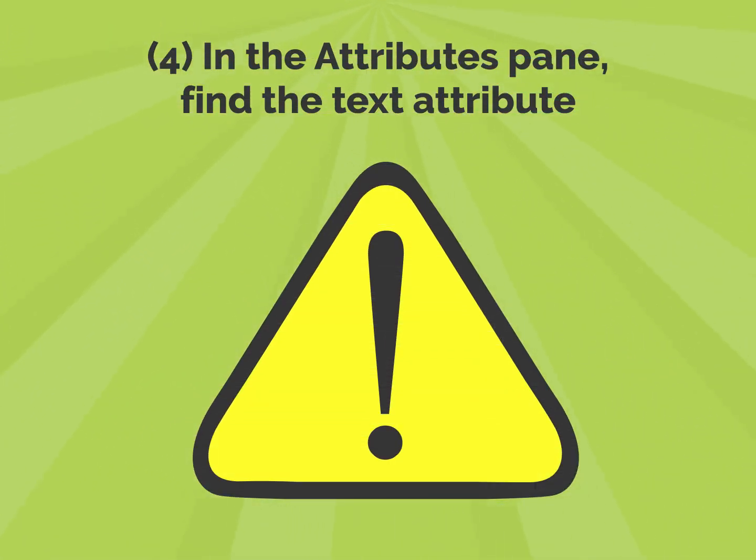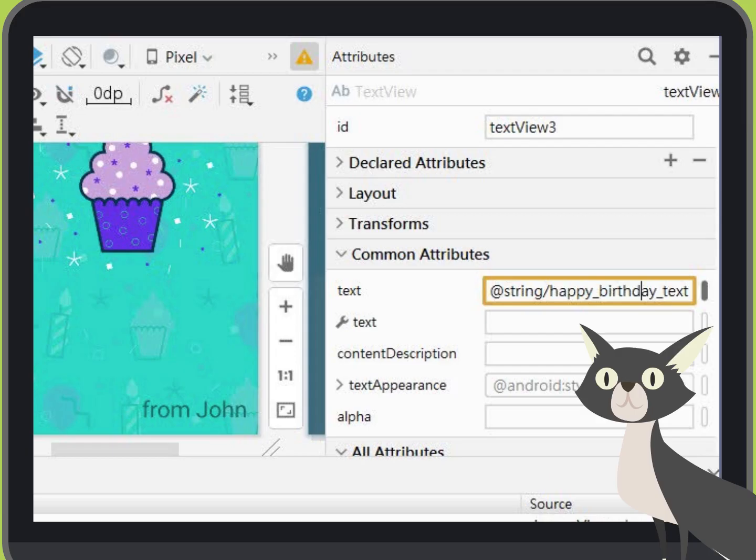4. In the Attributes pane, find the text attribute. Notice that Android Studio has automatically set it to @string/happy_birthday_text for you.